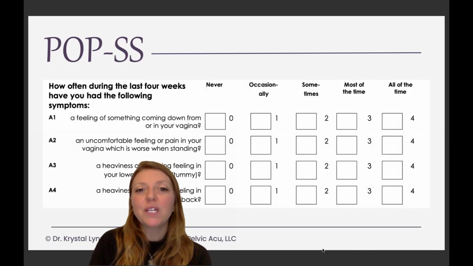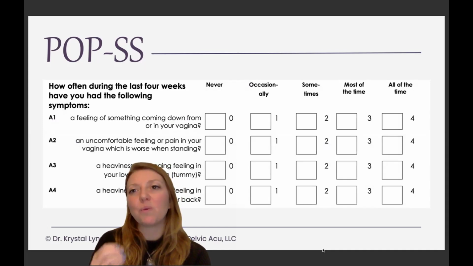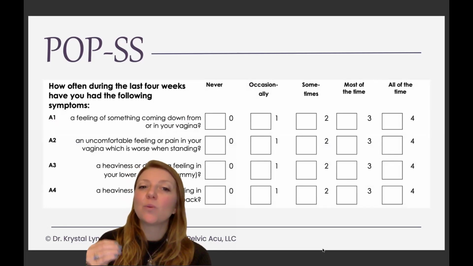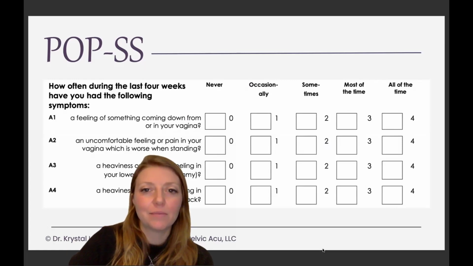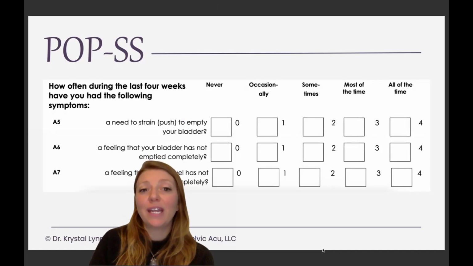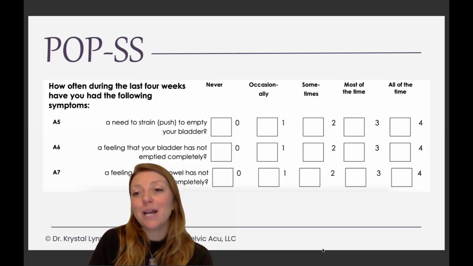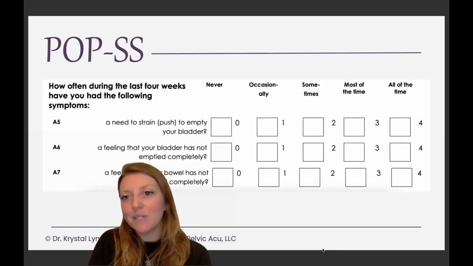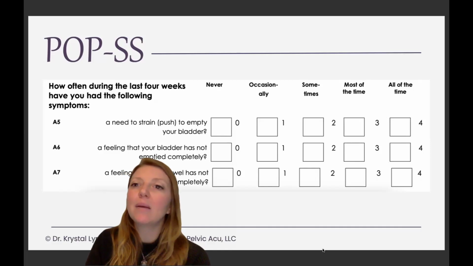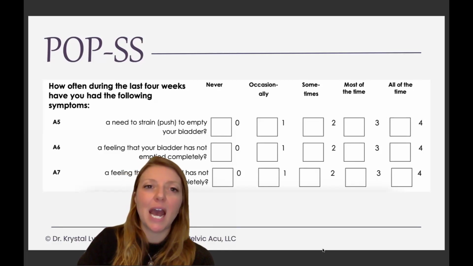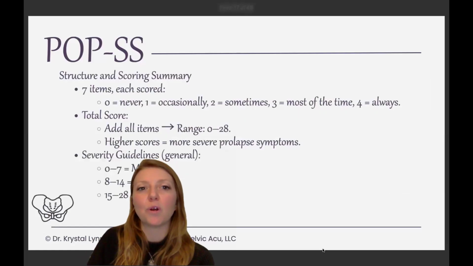An uncomfortable feeling or pain in the vagina, worse when standing, heaviness or dragging feeling in the lower abdomen, heaviness or dragging feeling in the low back, a need to strain or push to empty the bladder, a feeling that the bladder has not emptied completely, and finally, a feeling that the bowel has not emptied completely. So this pelvic organ prolapse assessment is a great one to have to add into your practice specifically for prolapse.